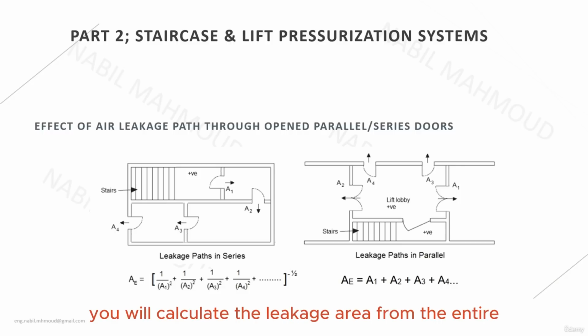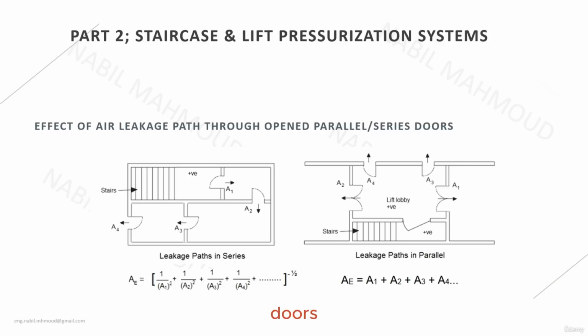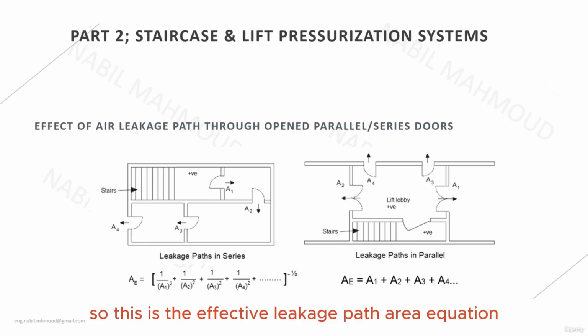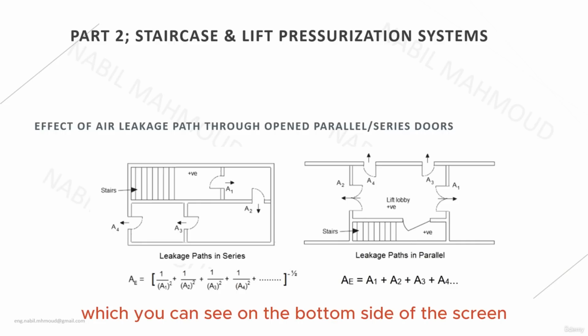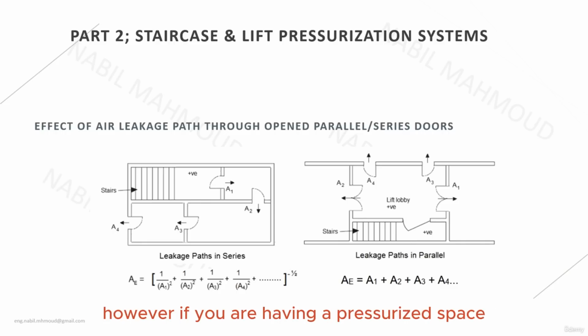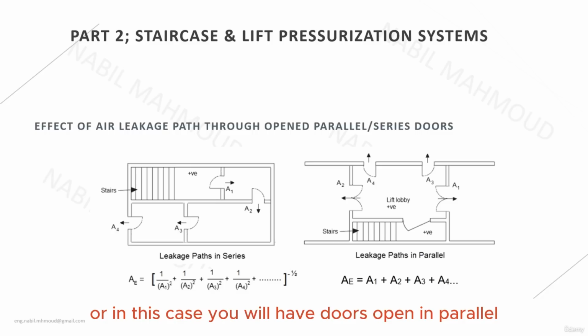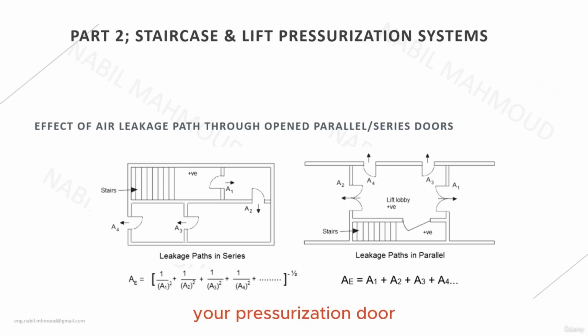In this scenario, you will calculate the leakage area from the entire doors, and you will take the inverse of this and sum it as highlighted below in the equation of the effective area. So this is the effective leakage path area equation, which you can see on the bottom side of the screen. However, if you have a pressurized space that is opening into more than one enclosure or more than one door, then you will have doors open in parallel. In this case it is a leakage path in parallel, and you will sum it as an algebraic sum, as shown in the effective area equation on the bottom right side of the screen.